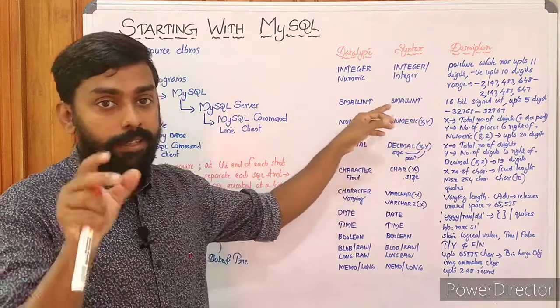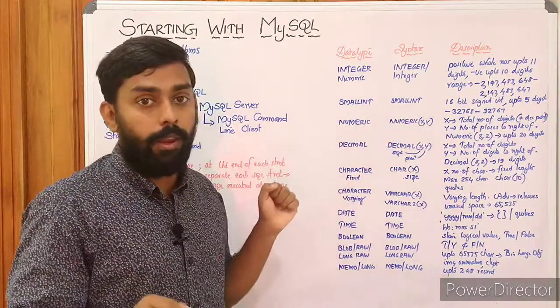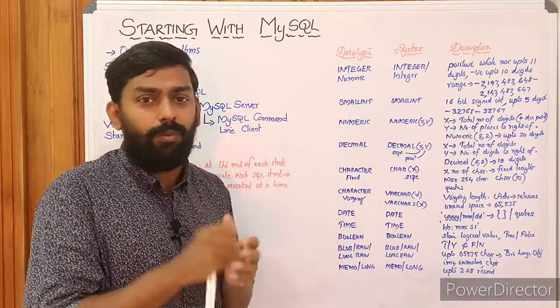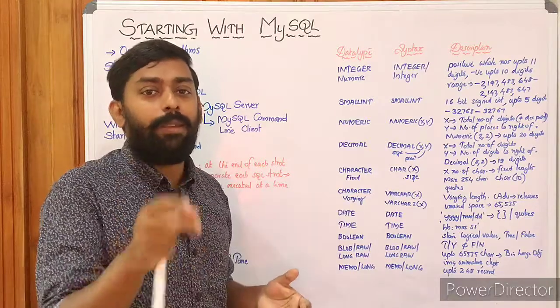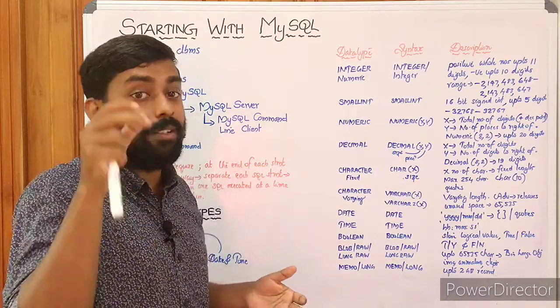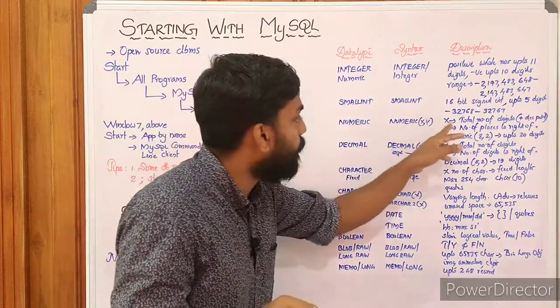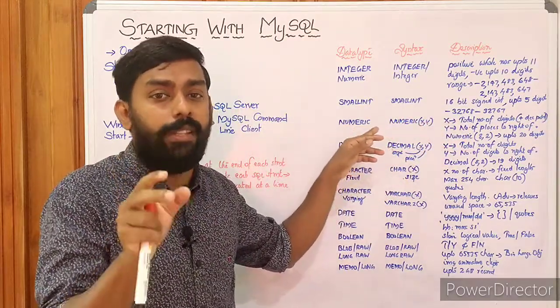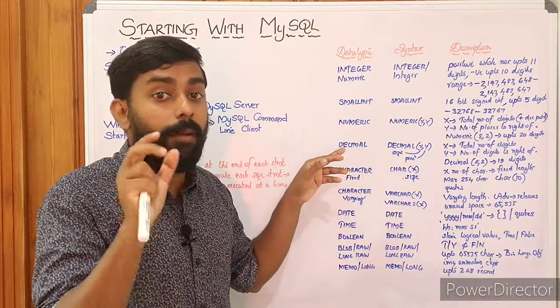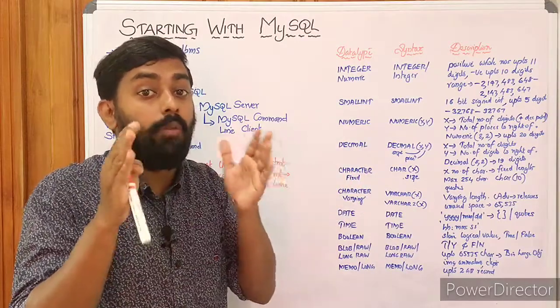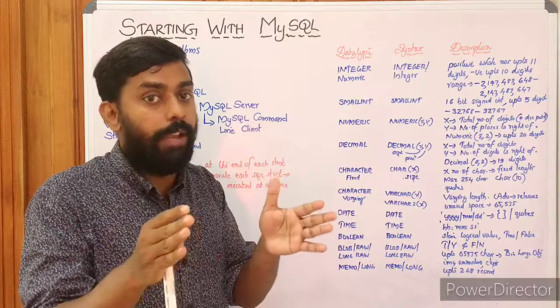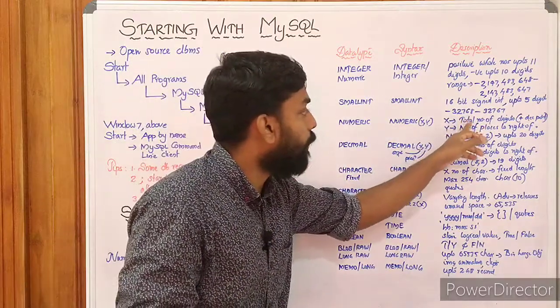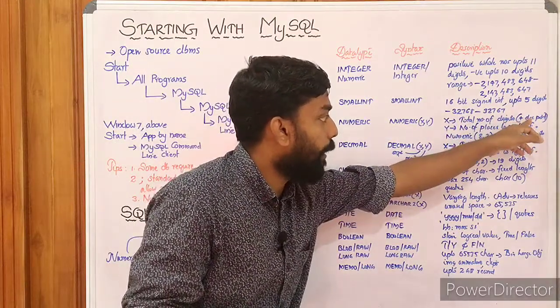Numeric x comma y. That's the syntax. When we have two parameters, what does it mean? It supports decimal values. Let's look at numeric x comma y. What do you mean by x? X means the total number of digits in that particular value. So x stands for total number of digits plus the decimal point.